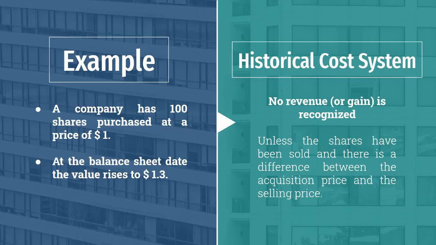So here's an example related to the historical cost system. For example, a company has 100 shares purchased at a price of $1, and at the balance sheet date, the value rises to $1.3. So, in the historical cost system, no revenue or gain is recognized unless the shares have been sold and there's a difference between the acquisition price and the selling price. But in the mark-to-market or fair value system, it is slightly different from the historical cost system. To find out more about the mark-to-market system, I will pass the presentation to Odeta.